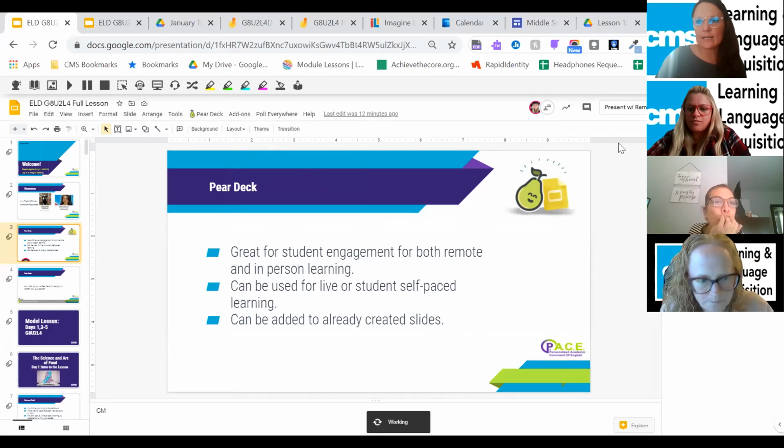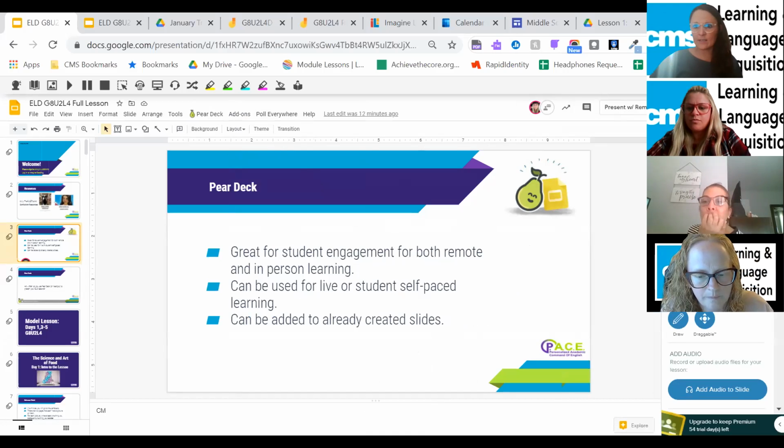So when you click Pear Deck, it will come up over here to the right. And this is where you're going to add your different features. Some great, easy features to do are a text box. So if you want to ask students a question and they answer it in writing for you, that comes up right there. You can give them multiple choice questions.